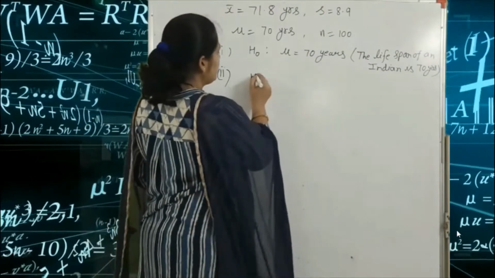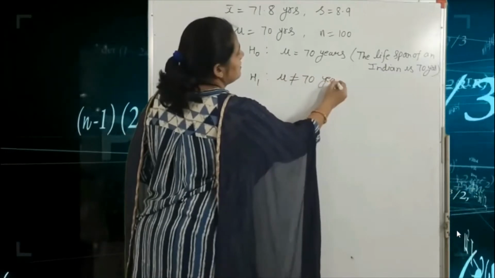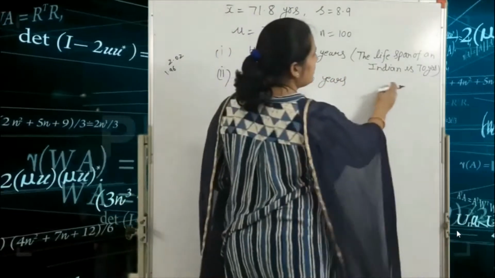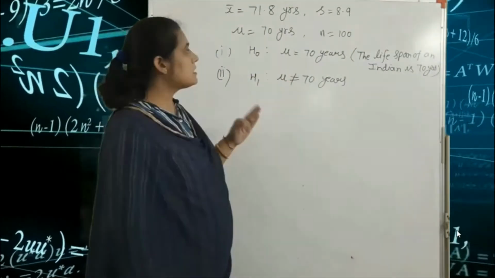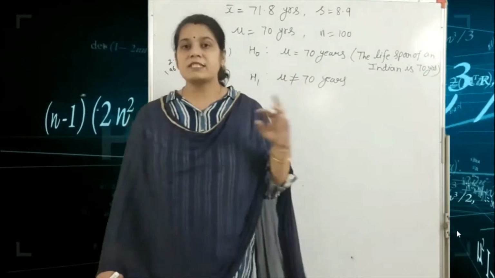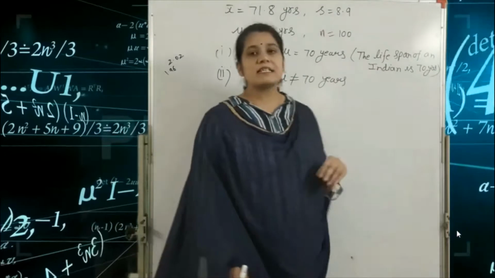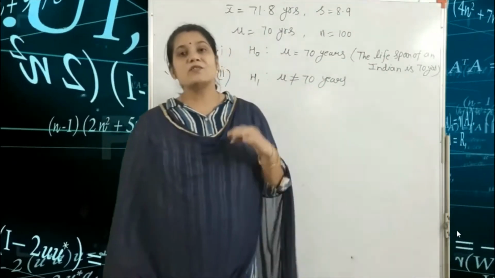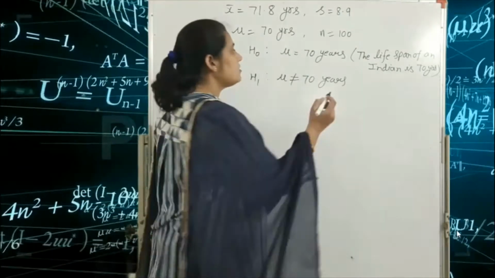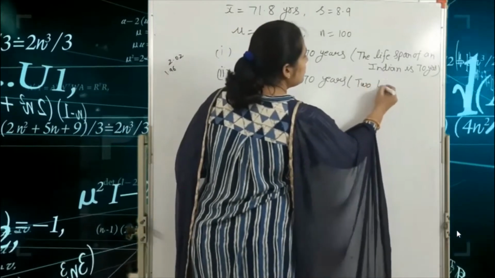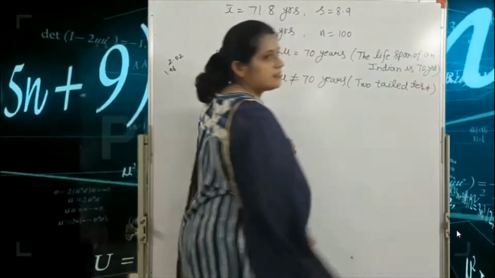So second one is the alternative hypothesis. We write here H1 is equal to mu not equal to 70 years. That means the lifespan of an Indian is not 70 years. That is why we use not 70 years, because if mu is equal to 69, our null hypothesis is rejected, and if mu is equal to 71, our null hypothesis is also rejected. So mu not equal to 70, so we must write here two-tailed test.